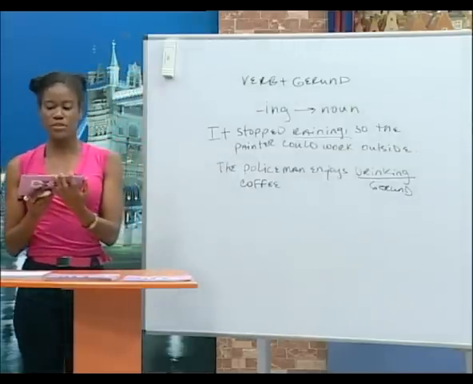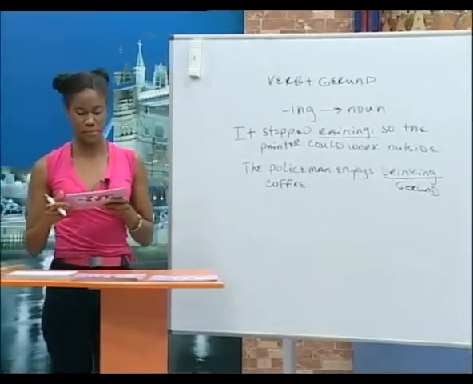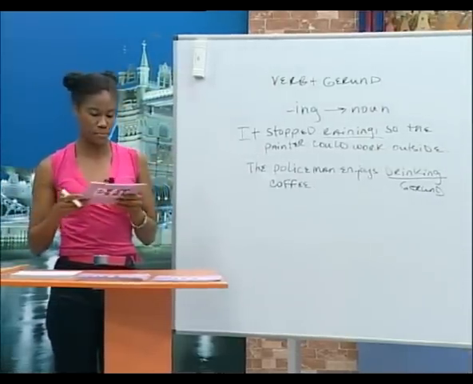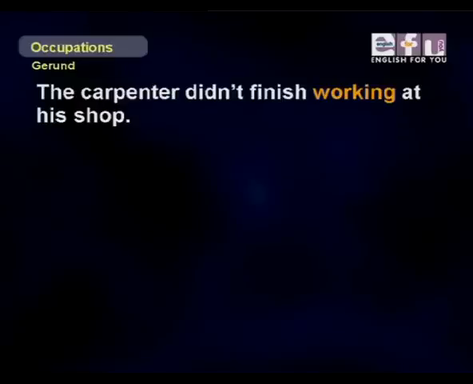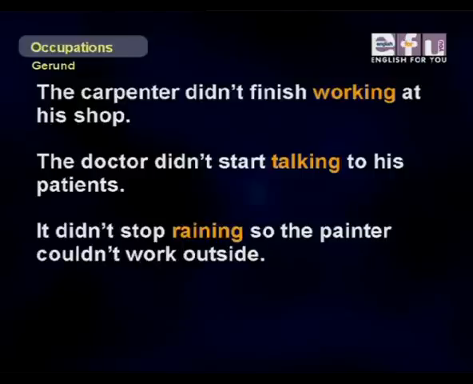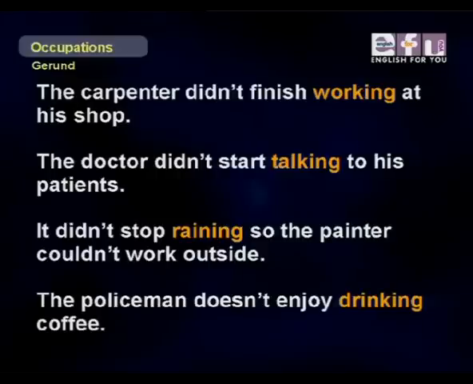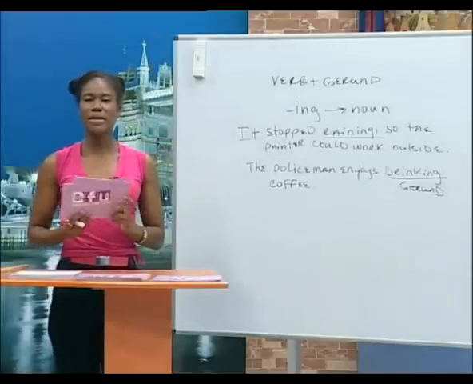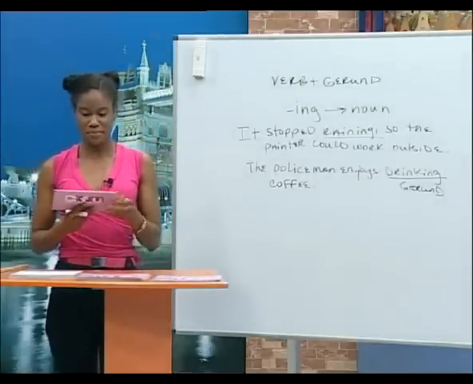Gerunds can also be used with negative sentences. Let's look at some examples. The carpenter didn't finish working at his shop. The doctor didn't start talking to his patients. It didn't stop raining, so the painter couldn't work outside. The policeman doesn't enjoy drinking coffee. All right, now we're ready to practice gerunds.